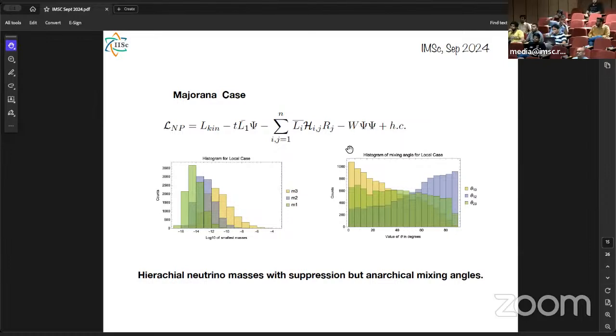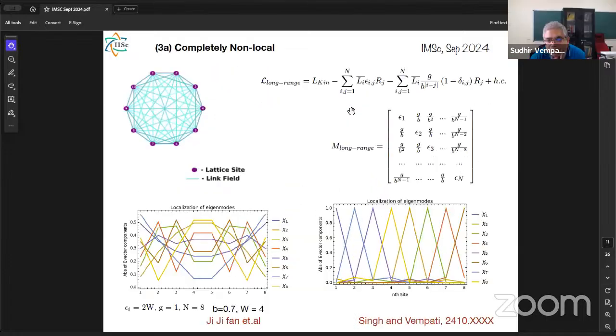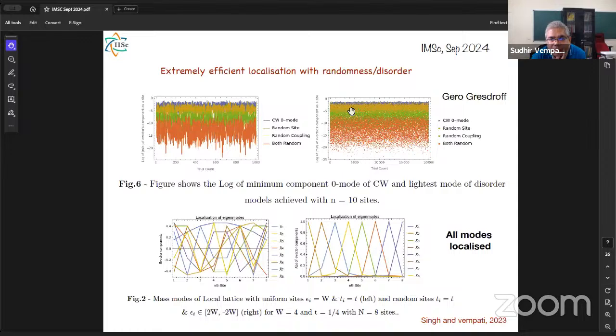Sorry, can I ask one more question? Yes. So the localization itself, I guess it is obvious, but I don't see it. If you have a very strongly localized mode, you have a very suppressed mass. Exactly. If you have a very strongly localized mode, the hierarchy generated is very large. You can think in terms of the wave functions. The wave functions are very strongly localized.